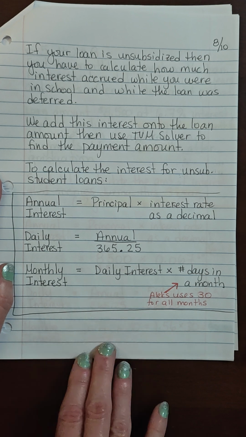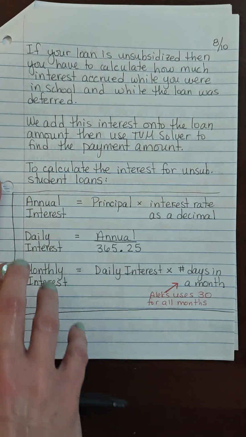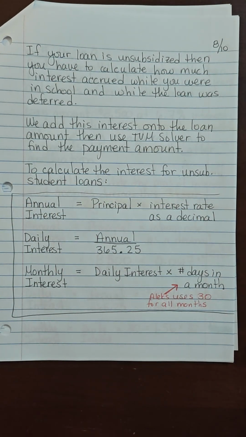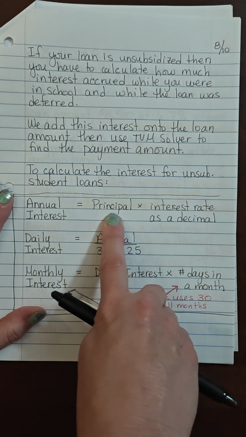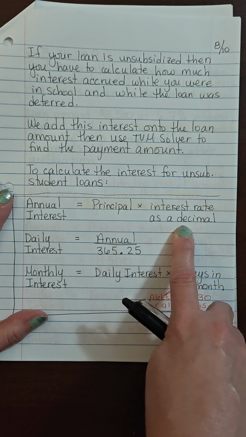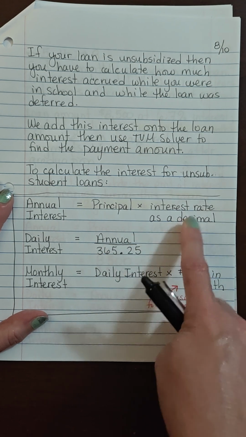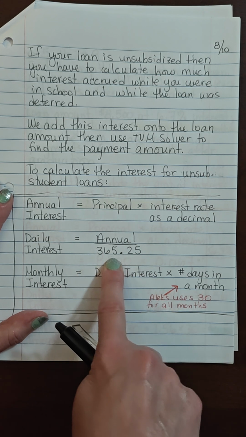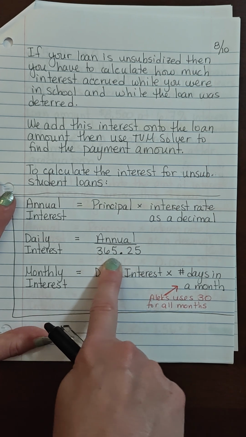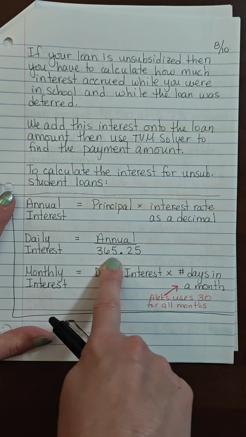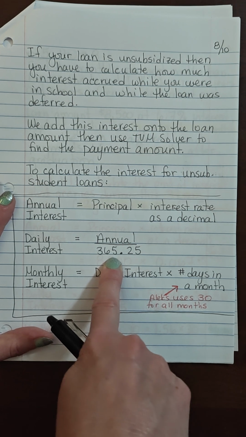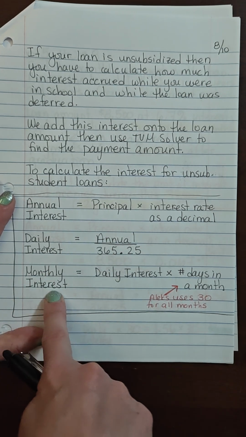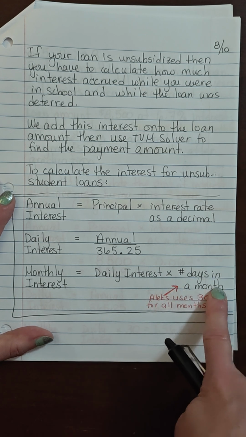We're going to calculate this, and I'm going to have to do this like Alex does, okay? It's going to really walk you through it. The annual interest is the principal times the interest rate as a decimal, because this is an annual interest rate. So this is going to give me my annual interest. Then we're going to divide it by 365.25 to get the daily interest. That's the amount per day you're paying. Then we're going to multiply it by the number of days in a month to get the monthly interest.